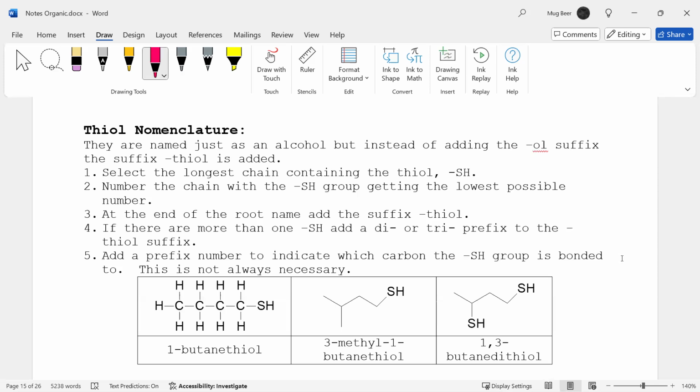The next one is 3-methyl-1-butanethiol, and the thiol gets priority because it's more reactive than the methyl group. And then we've got a 1,3-butanedithiol, carbon number 1 and carbon number 3. That last one is one of the many molecules that a skunk makes. It's also one of the molecules that they throw into natural gas.